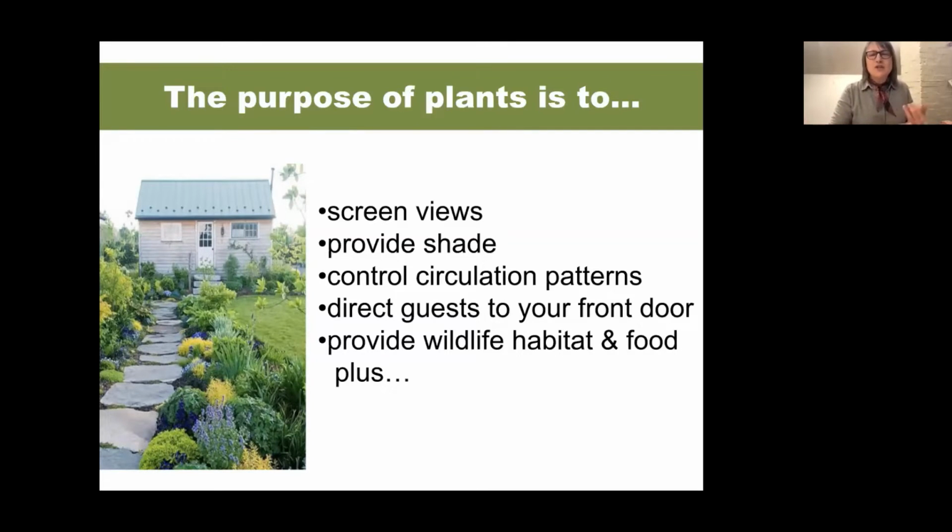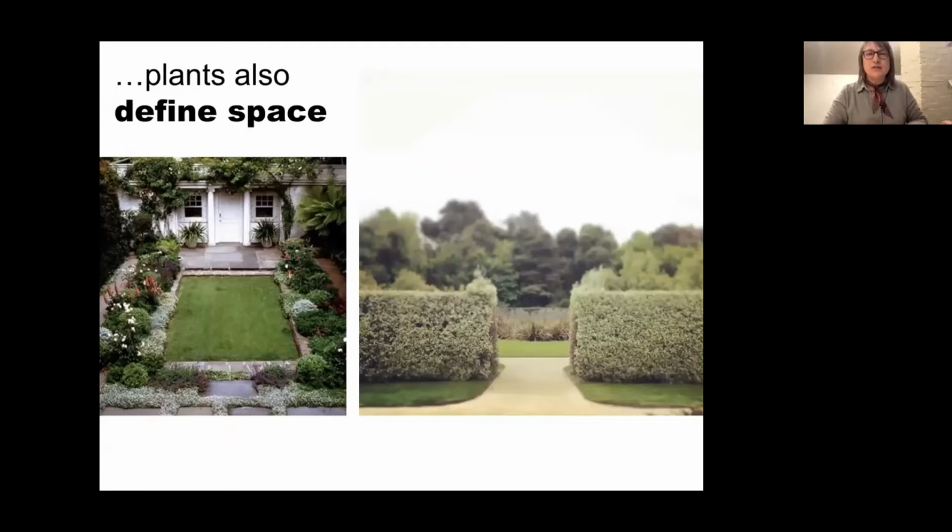And then of course, somebody had mentioned wildlife habitat and food and many of these other things I didn't even mention. A lot of you brought up other things that I didn't even include, and they're all correct. And of course, like I mentioned, plants also define space. So you have many different reasons why you would have plants. And I think it's important for you to think about why you're installing a garden. What is the purpose of it?